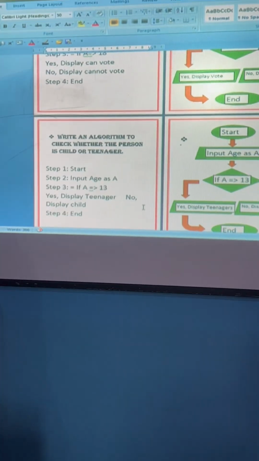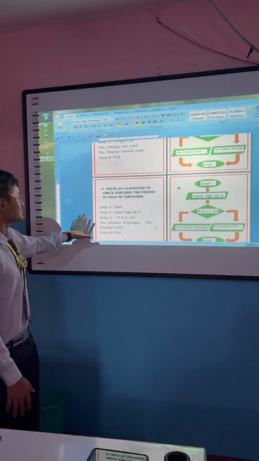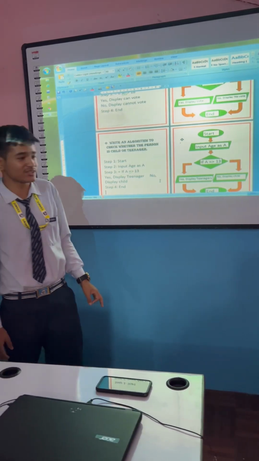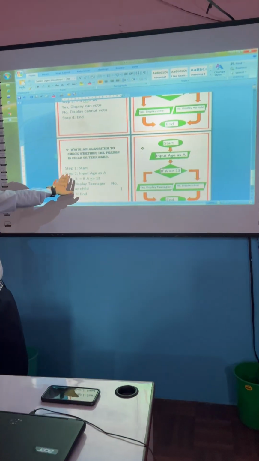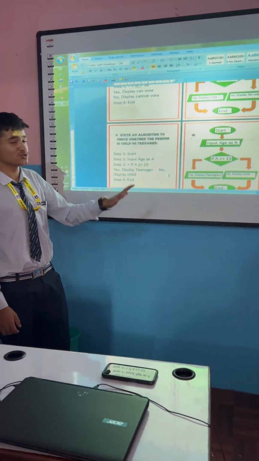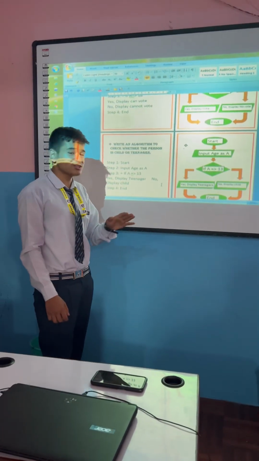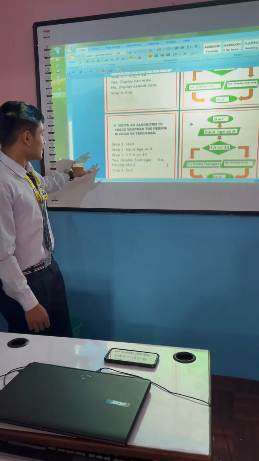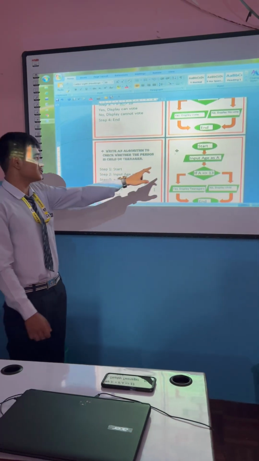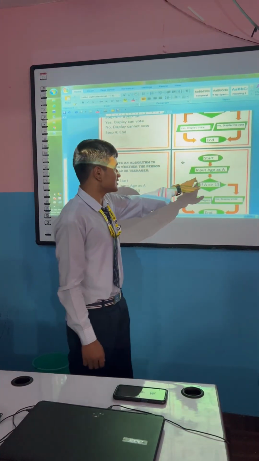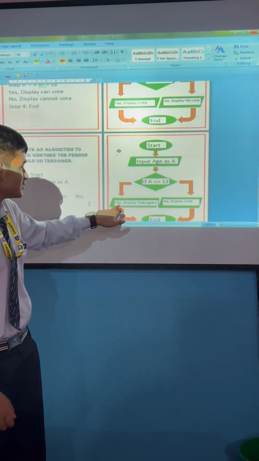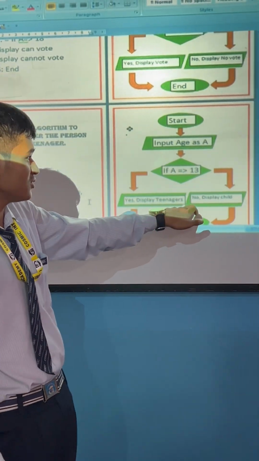Here is now the algorithm and flowchart of whether the person is a child or a teenager. Step 1, start. Step 2, input age as A, and step 3, if A is equal to 13 or greater than 13, yes, display teenager. If no, then display child. Here is the flowchart. Input age as A, and if A is greater than or equal to 13, then yes, display teenager. If no, then display child.